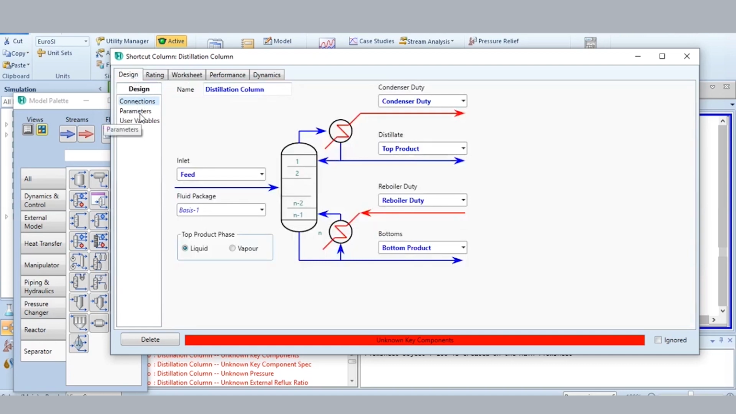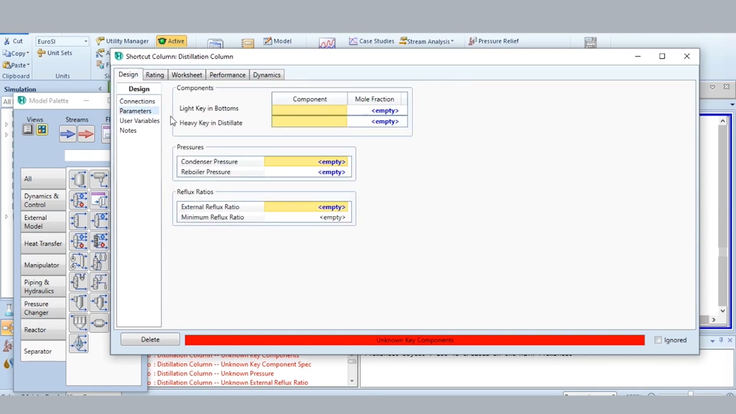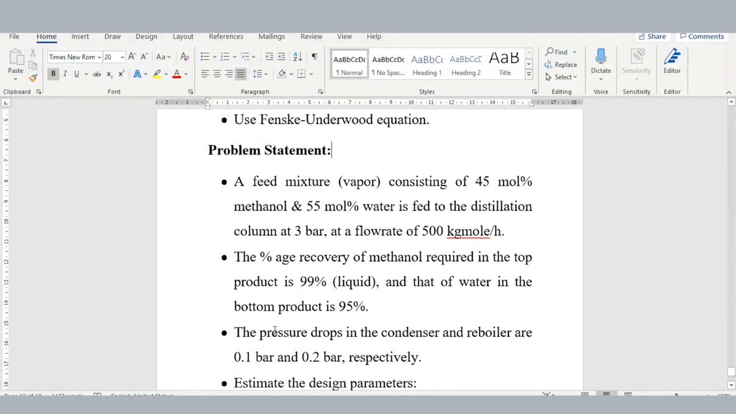So going to the design and parameters tab, light key in bottoms means that some quantity of methanol will go in the bottom product, and heavy key in distillate means it will be water. Now what is this mole fraction? We have no information about it because we are given the percentage recovery of methanol and water. So I will take you now to the Excel sheet and we will compute these values over there.